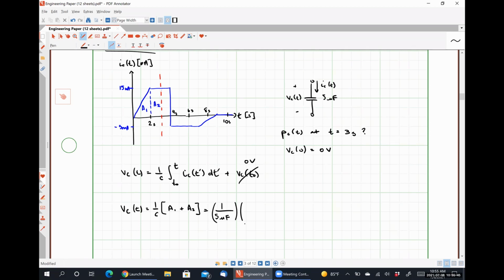How do we determine what that area A1 is? Just 1/2 the base times the height, where your base is from 0 to 2 seconds, and your height is 0 to 15 milliamps. So 0 to 2 seconds, so that's going to be 2 seconds. And the height is 15 milliamps, all right. What is A2?